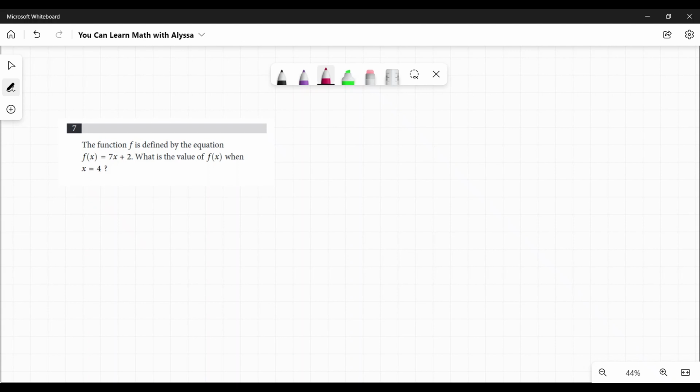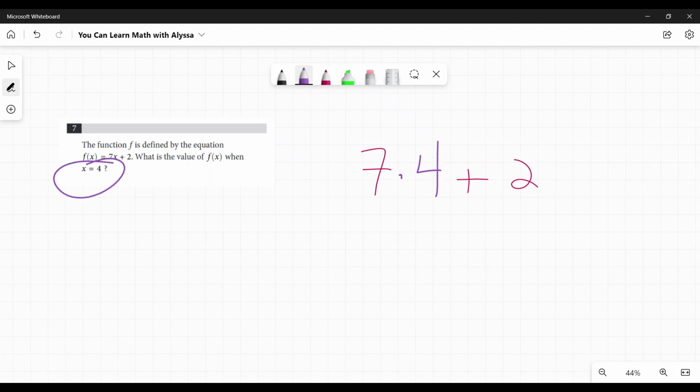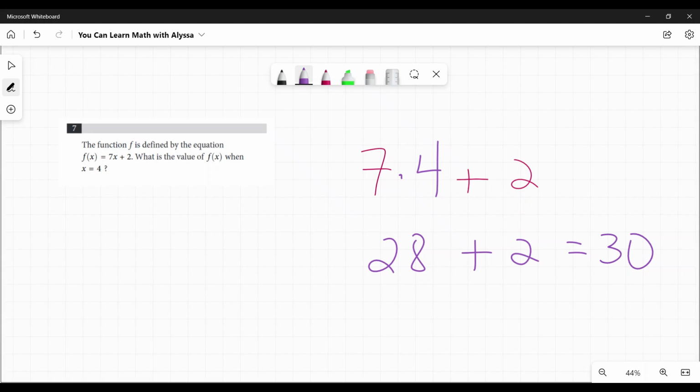Moving on to number 7. The function f is defined by the equation f of x equals 7x plus 2. What is the value of f of x when x equals 4? All they're asking you to do is take this equation and replace this x with a 4. That's what they mean when they say, what is the value when x is 4? And then do this math. 7 times 4 is 28, plus 2 is 30. 30 is our answer.